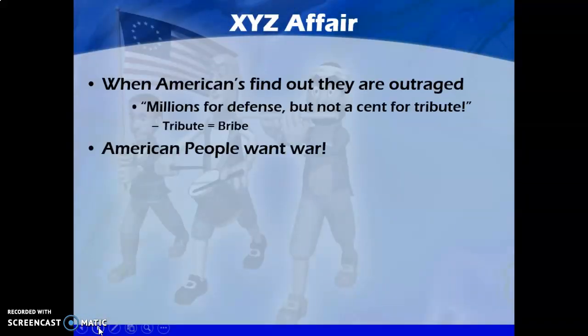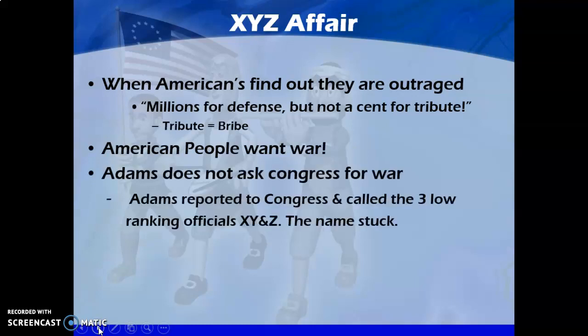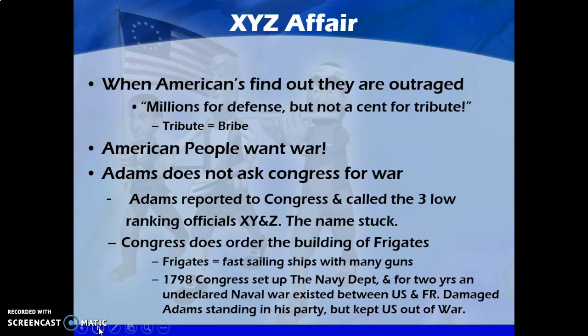So that leads to this. So when John Adams finds out, because the diplomatic envoy comes back to the U.S., when he finds out that we were bribed from 3 lowly diplomats, he wants war himself. He is beside himself with anger. But as you see, when Americans find out, they're outraged, and the cry comes up: millions for defense, but not a cent for tribute. Tribute's a bribe. So American people want to go to war.